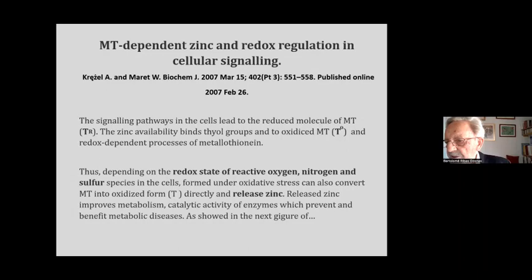Thus, depending on the redox state, reactive oxygen, nitrogen, and sulfur species formed in the cells under oxidative stress can also convert metallothionein to its oxidative form and release zinc ions. Releasing ions improves metabolism by the catalytic activity of enzymes, which prevent and benefit metabolic diseases, as shown in the next graphic.